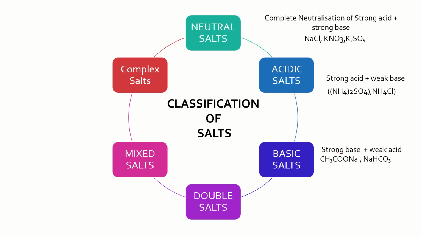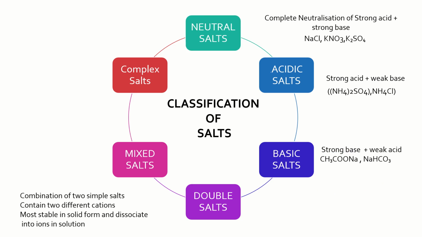Basic salt is formed by a strong base and a weak acid. For example, sodium acetate. It is formed by the neutralization of a weak acid and a strong base. That is why it is a basic salt. Water is removed and CH3COONa salt is obtained.